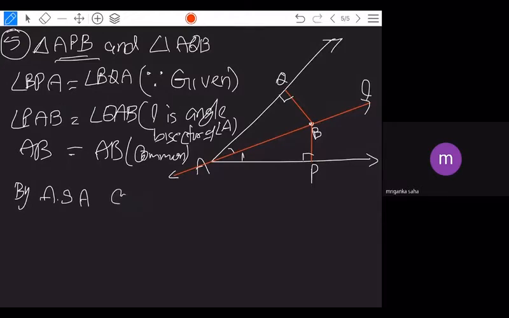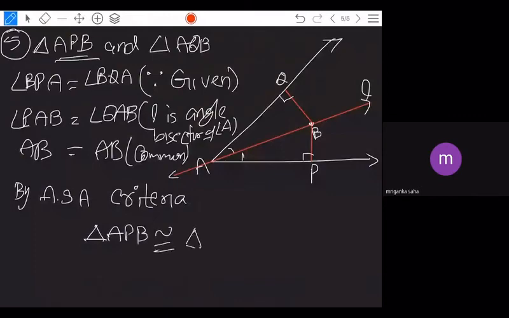Anyone, you can write: triangle APB is congruent to triangle AQB. So that is only the first part they are asking. And they are asking BP and BQ are equal. Yes, by CPCT, what you can write here? BP is equal to BQ.